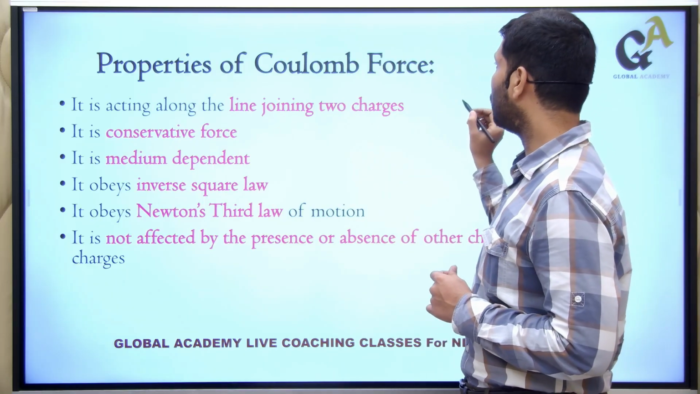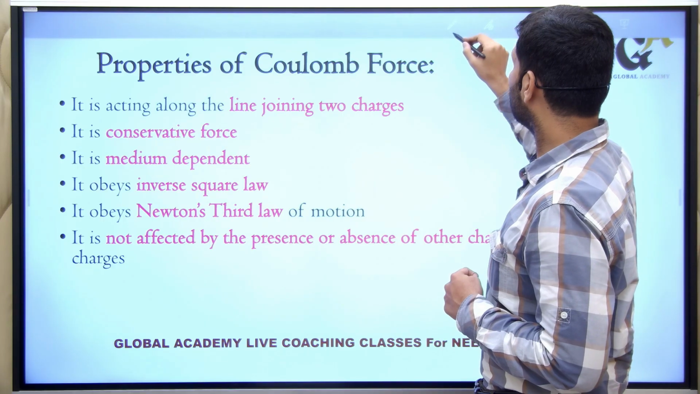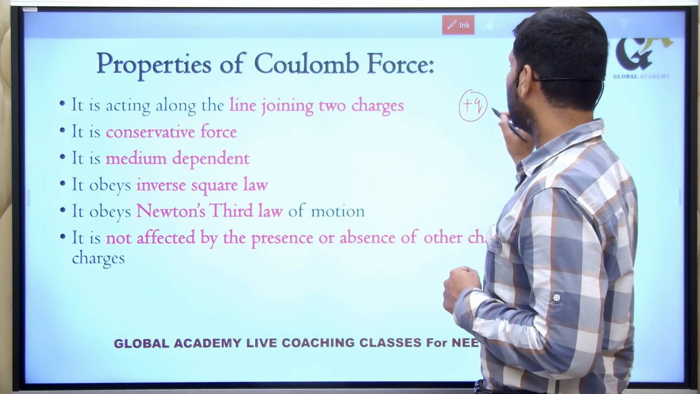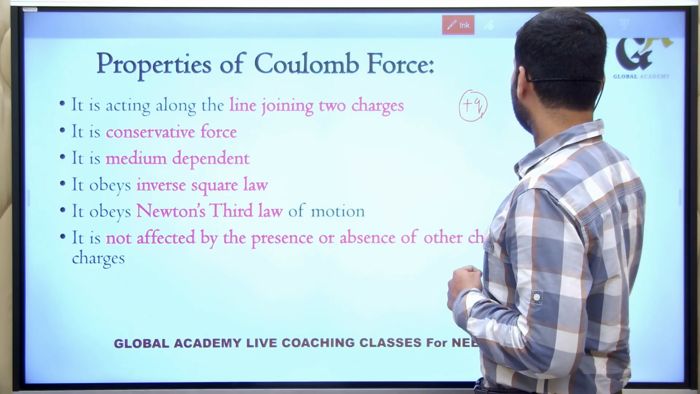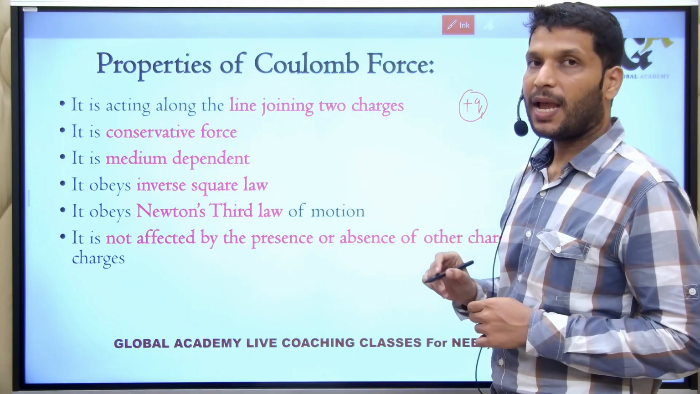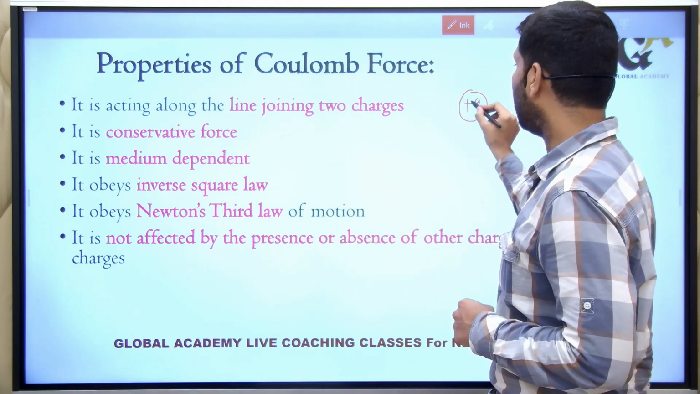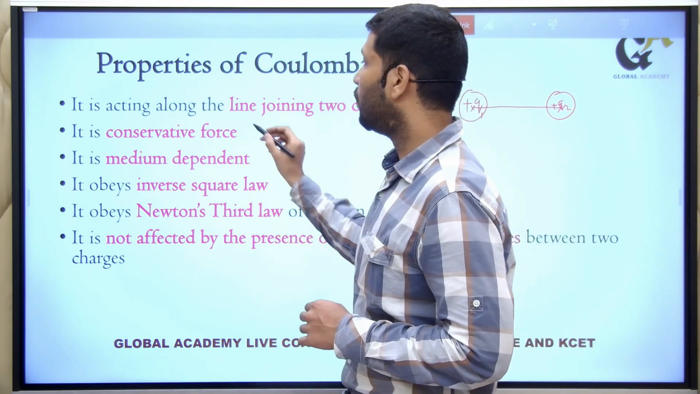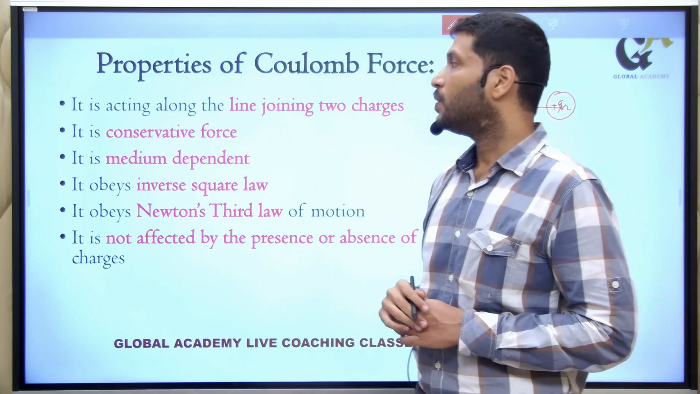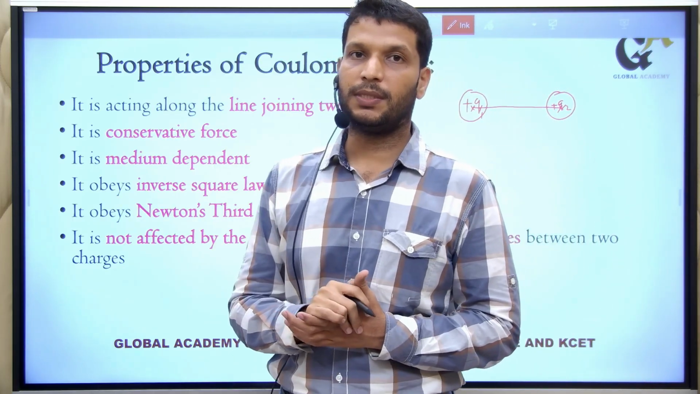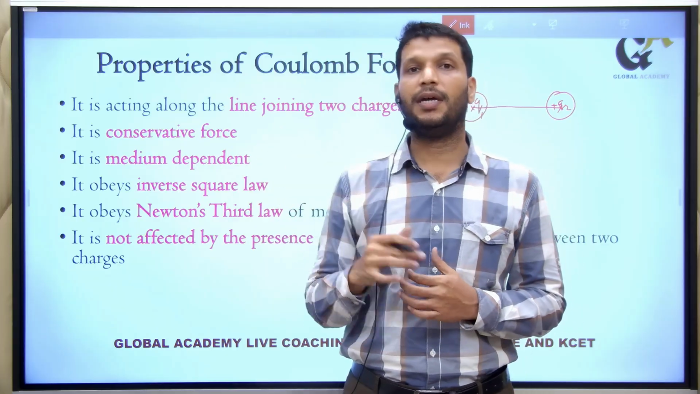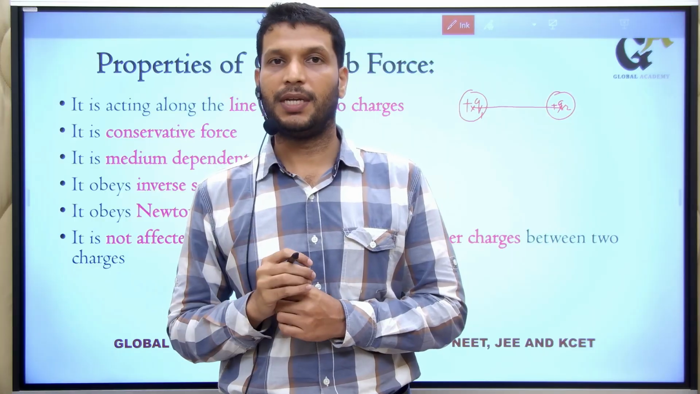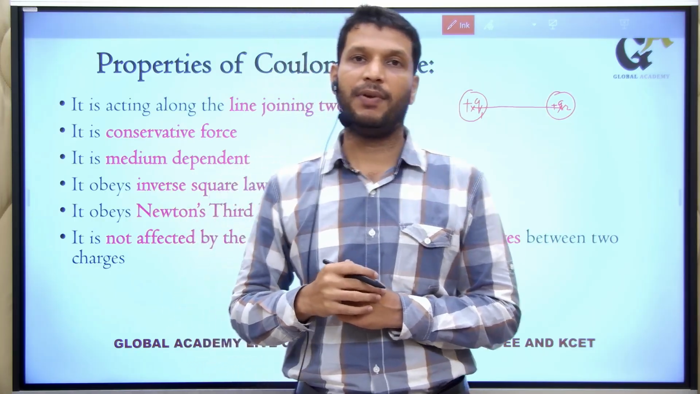Suppose you are considering two charges q1 and q2. The force acting between the two charges acts along the line joining the two charges. That is the meaning of the first property. The second one is conservative forces. This obeys that the total sum of the kinetic energy plus potential energy is always constant. That is the property of conservative forces.